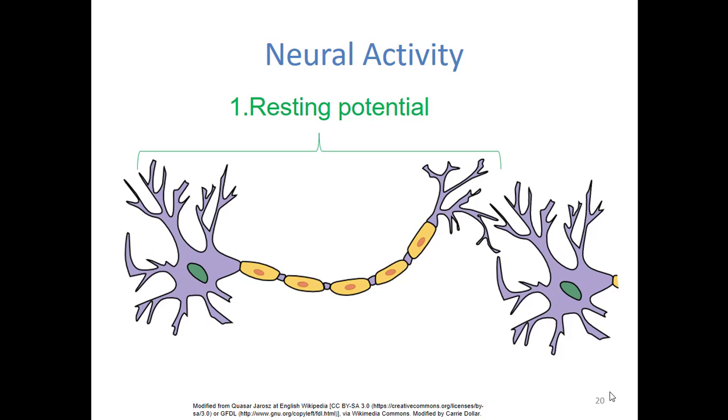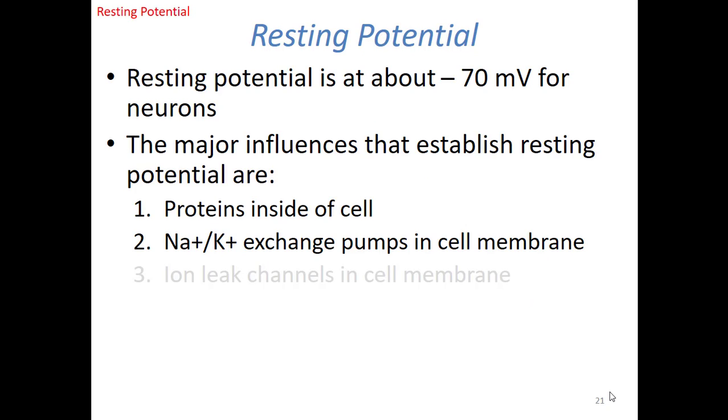Hello, in this video I want to talk about the resting membrane potential of a neuron. So the resting potential of a neuron is about -70 millivolts. And there are a couple different things that have a major influence on resting membrane potential. Number one are proteins. Proteins are negative and they're found inside of the cell, not out. Number two is the sodium-potassium exchange pumps.